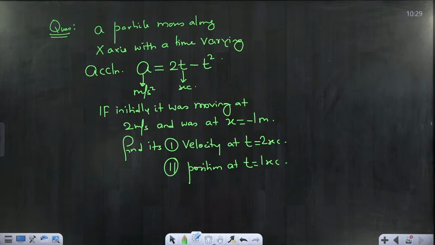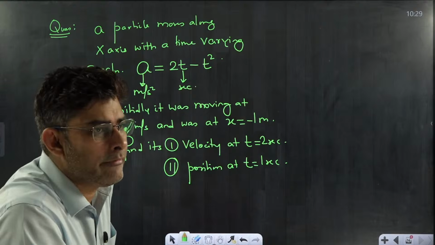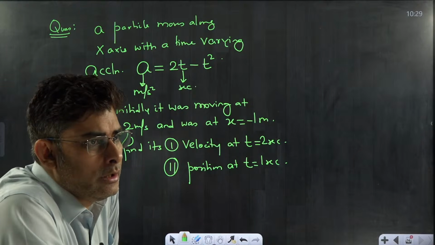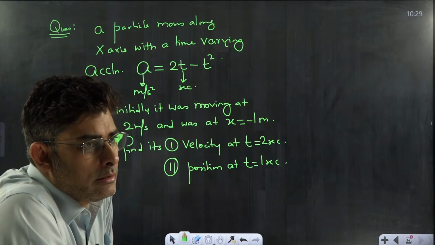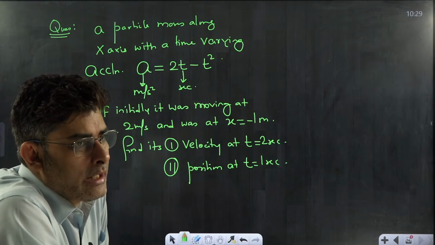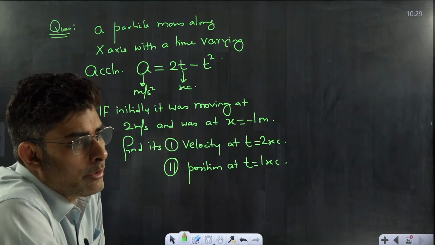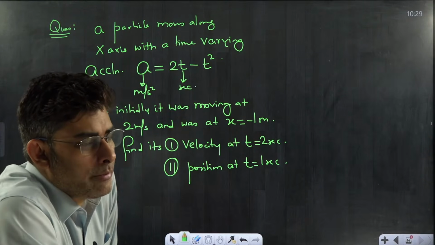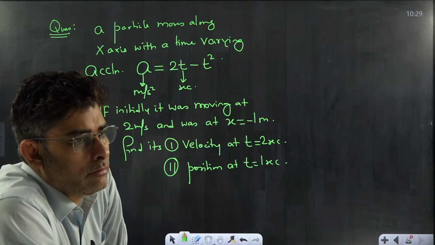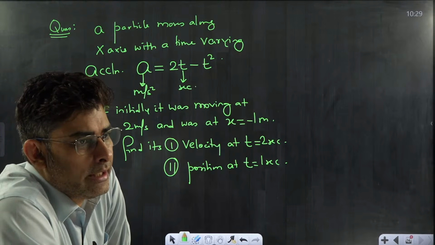Now understand, the alternative for deriving equations of motion instead of using derivation and integration. If it is uniformly accelerated motion, you can find it by graph also. But if it is not uniformly accelerated, if it is variable, then you cannot use anything else except for this.